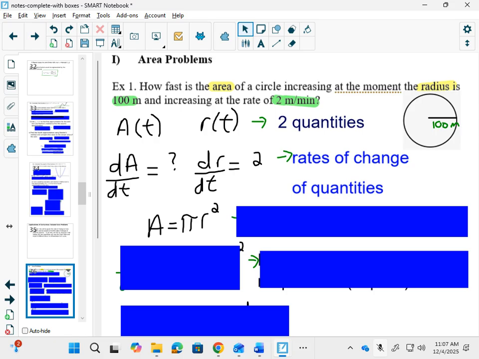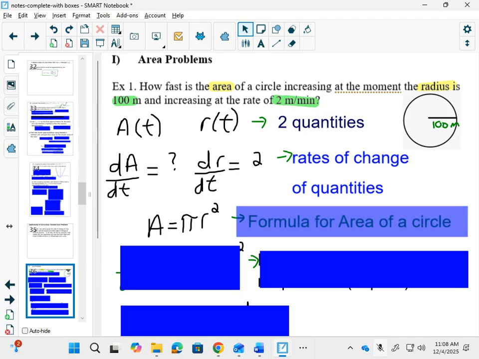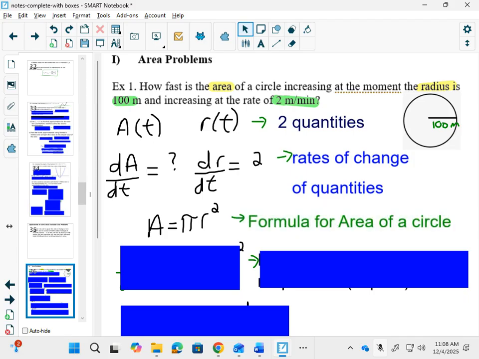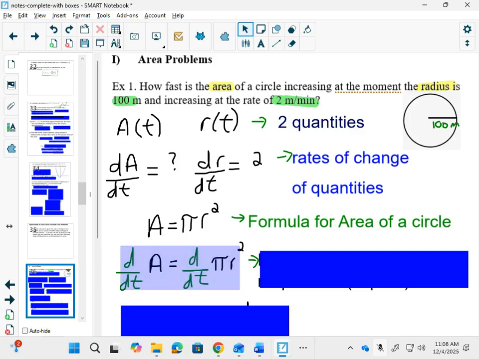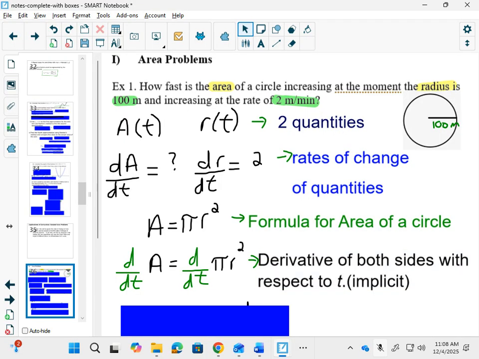So I have an equation that relates my area to the radius, and I want to find out what dA/dt is. And this is where our implicit differentiation comes into play. Even though we don't know what A of t is, we don't know what R of t is, we don't know those equations, we can differentiate with respect to t on both sides. This is your implicit differentiation.